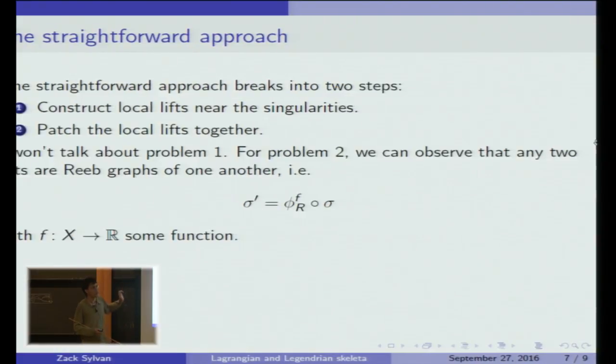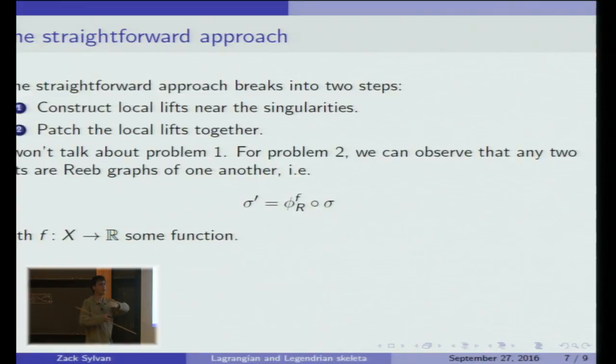So I'm not going to talk about constructing the local lifts near the singularities, but if you were to restrict to a nice class of singularities, like the so-called arboreal singularities, then maybe that's a tractable problem. Problem 2 is, again, maybe tractable. And I'm going to say what kind of things you would need to do it. It might not be tractable, but we'll see.